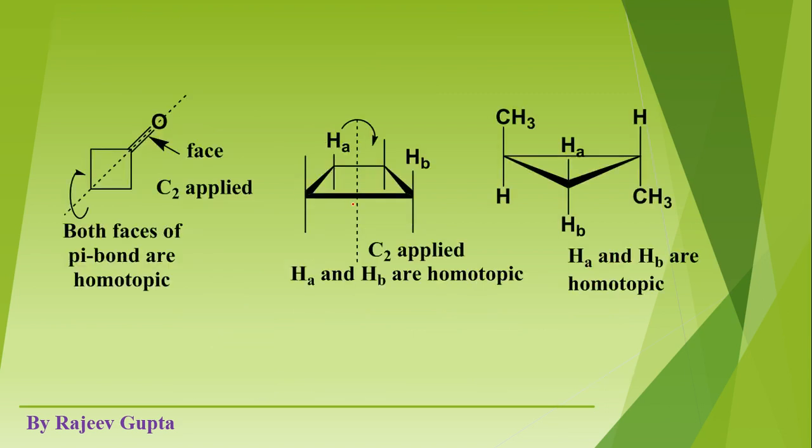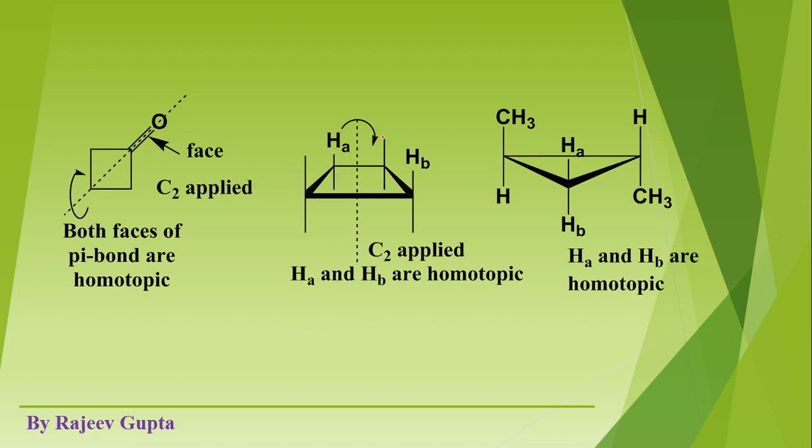Now check the topic relation in these molecules. This is cyclobutanone, where the cyclobutane ring is an almost planar ring. Here we can see the topic relation of the two faces of the pi bond in this carbonyl group. When we apply this C2, the molecule flips over by 180 degrees, this portion goes to this side and this comes to this side, and we get an equivalent configuration. So both faces are homotopic.